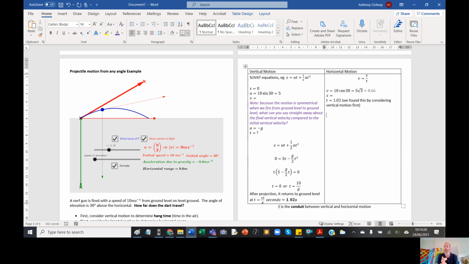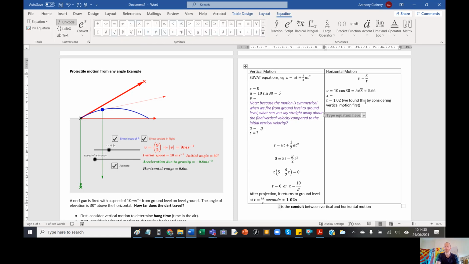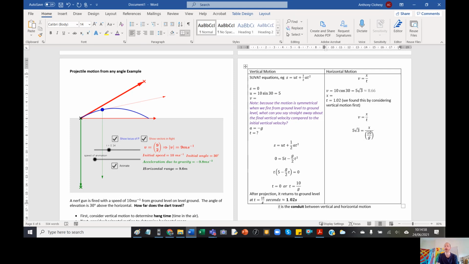Now we know both the horizontal velocity and the time it takes horizontally, we can work out the horizontal range. V equals x over t. That means that 5 root 3 equals x divided by, now what I'm going to do here is leave this as 10 over g, just because it will give me a more precise value. I will still round at the very end, but I don't want to use rounded values in the middle of a calculation. There's no point in rounding and then rounding again.